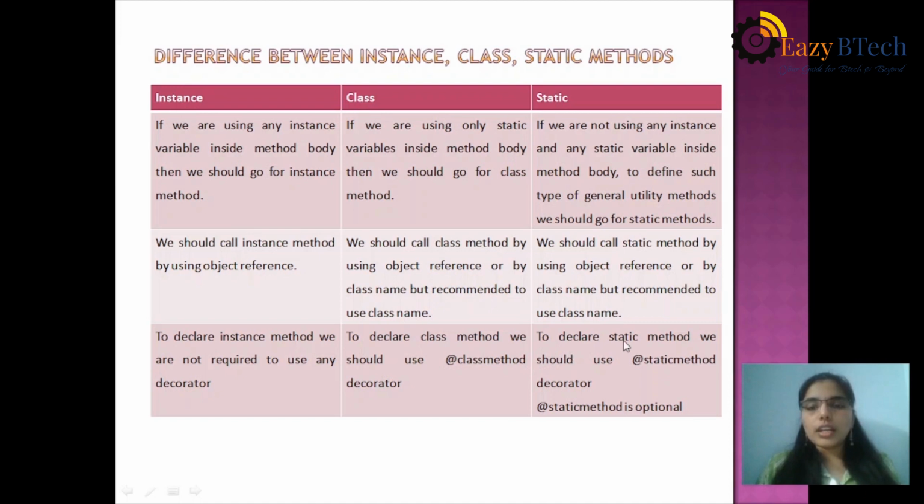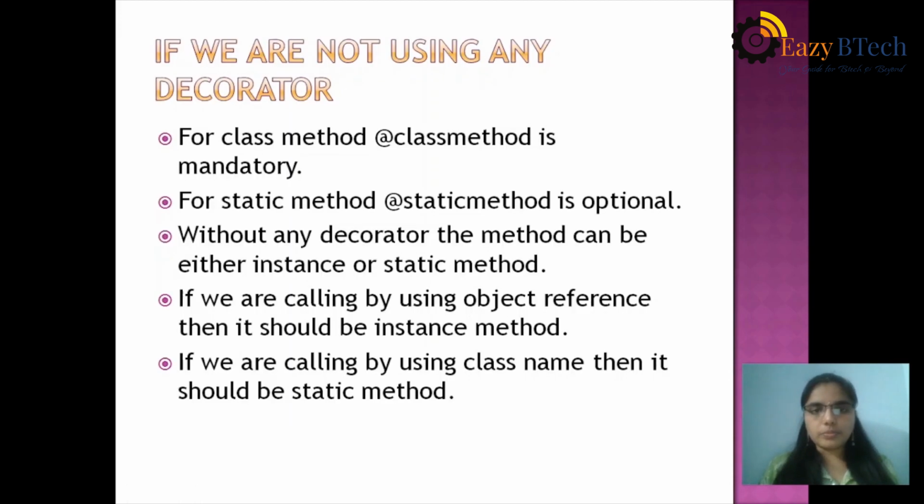Okay. To declare a static method, we should use the static method decorator. Actually, the static method decorator is optional. When we are not giving it, it will be considered as an instance method or static method. If we are calling that method with class name, it will be treated as a static method. If we are calling it with object reference, it will be considered as an instance method. This is the difference between instance, class and static methods.